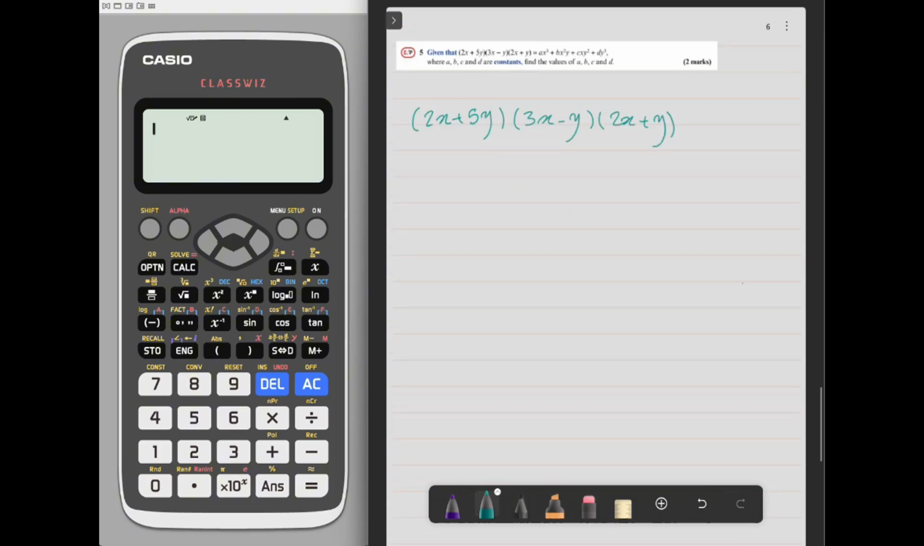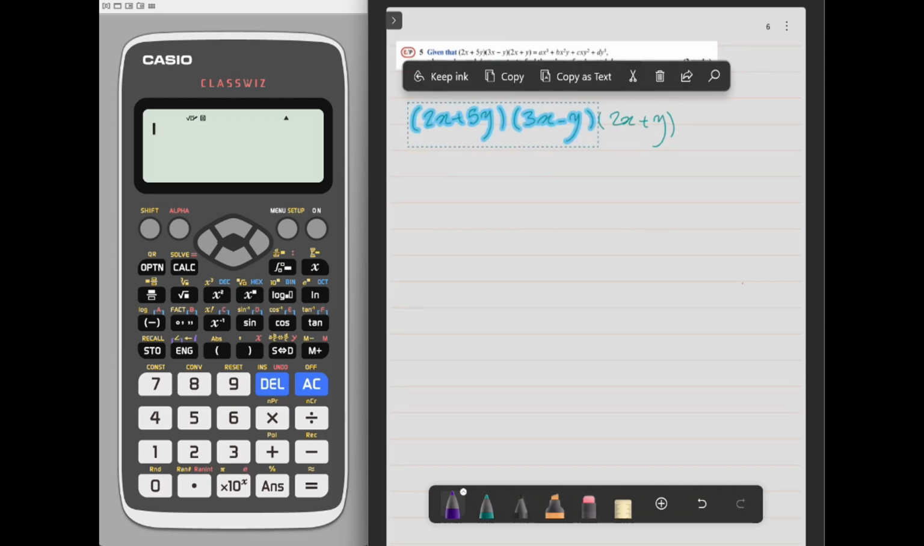Here you are not going to multiply the three brackets simultaneously at the same time. No, that's not a good idea, guys. You're just going to multiply out two brackets, get the product of those two brackets, and then multiply that answer with the third bracket. So which ones do I use? For the first multiplication, I just use these first two.